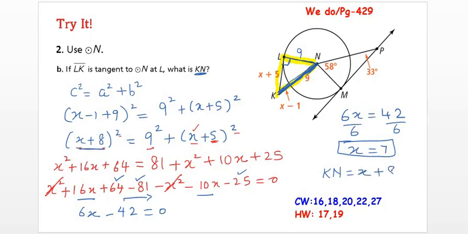So it will be x plus 8. So put the value of x, it's 7. So 7 plus 8, it will be 15, right? Let's check the answer. Yes, it's correct. So this is our answer. x is equal to 15.